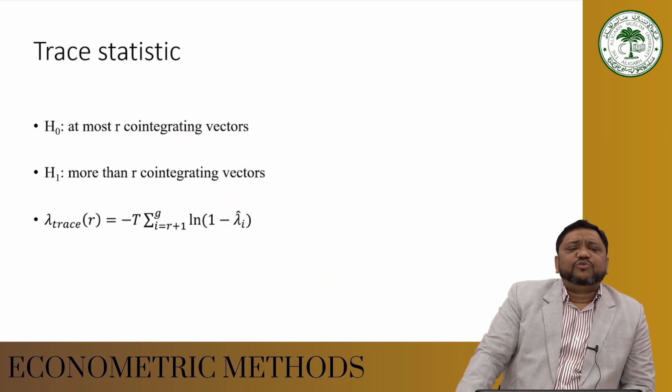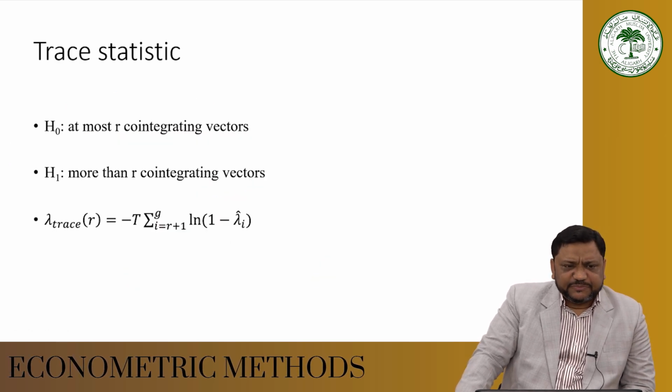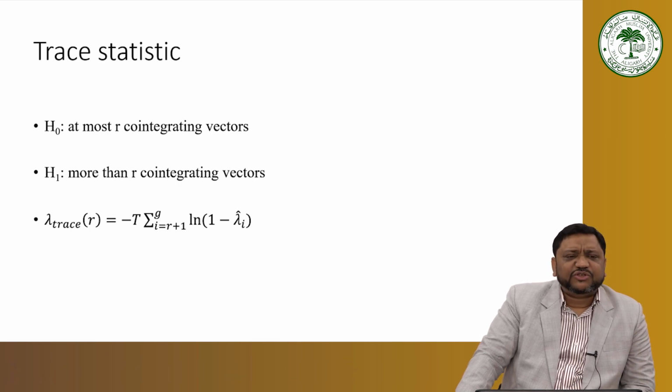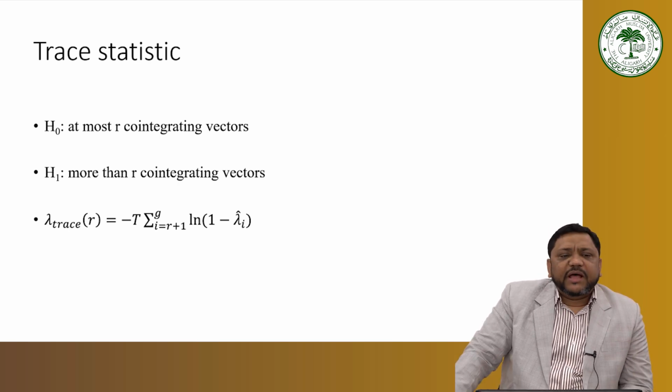Similarly, we also use the trace statistics. Here the null and alternate are stated a bit differently. H naught is at most r cointegrating vectors, and H1 is that there are more than r. The alternate hypothesis is there are more than r cointegrating vectors.